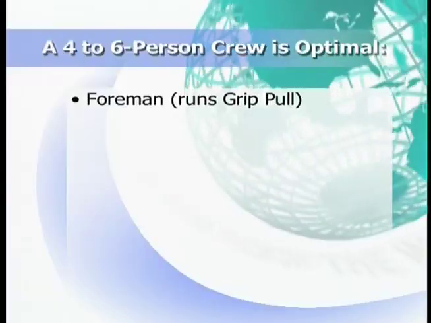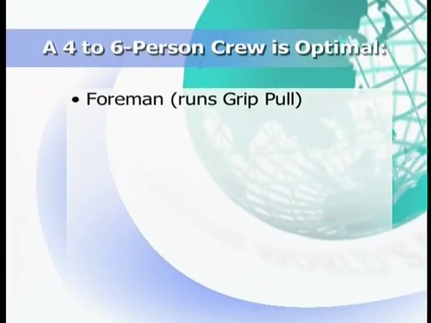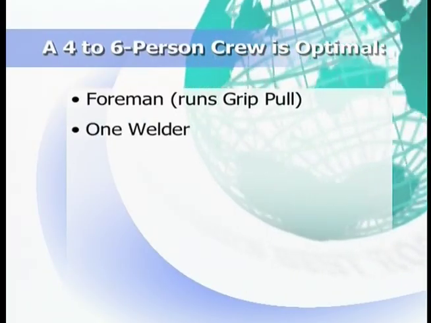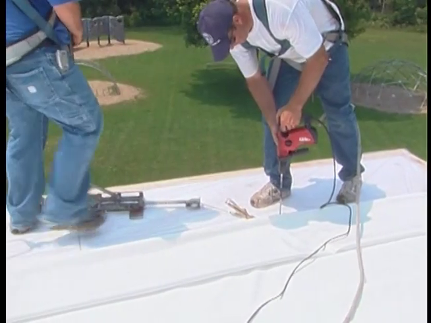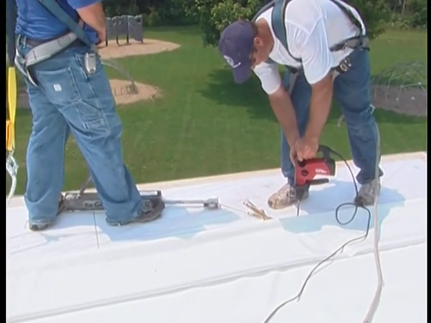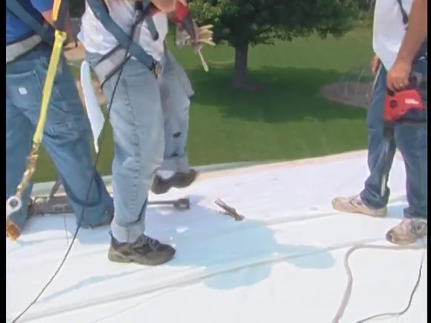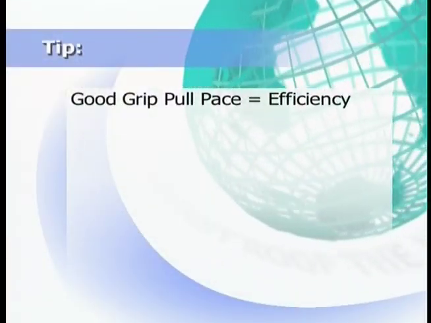Experience shows that a 4 to 6 person crew is optimal for most jobs. These positions include a foreman, who usually runs the grip pole, 1 welder, and 3 to 4 material handlers and fasteners. The foreman must always be in a position where he can effectively oversee the installation methods and ensure that safety precautions are observed. Here are a couple useful tips from experience.